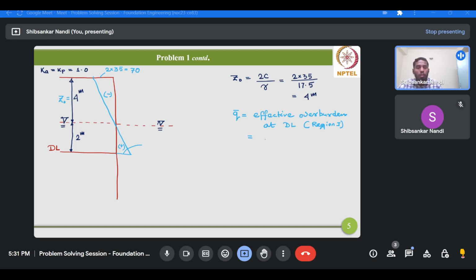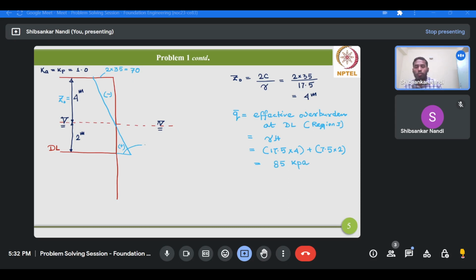So region 1 it will be gamma. Since we have the water table in between region 1, we have to accordingly consider the unit weight. So it's basically gamma h, but above the water table we have to take the saturated unit weight, and below the water table we have to consider the submerged unit weight. Therefore, this value would be 70 plus 15, 85. So this is the Q bar value.